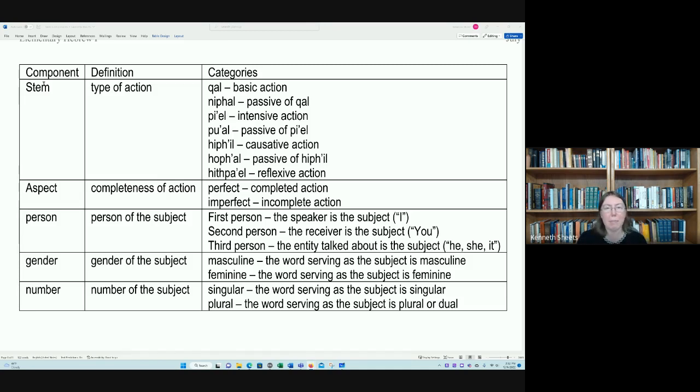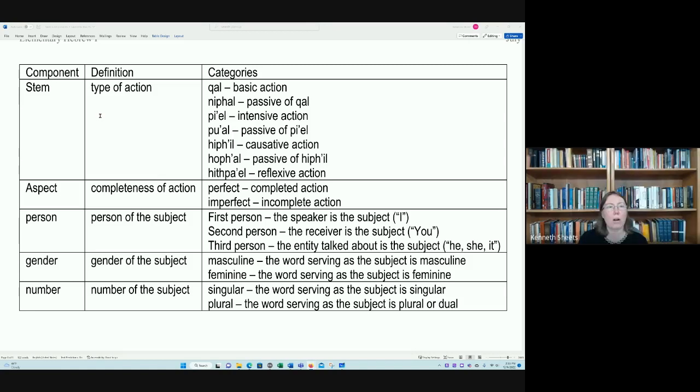Now, you will remember that when we were talking about Hebrew verbs and first introducing them, we had indicated that Hebrew verbs have 5 different components: the stem, aspect, person, gender, and number. And when we're talking about stem, this is referring to the type of action.